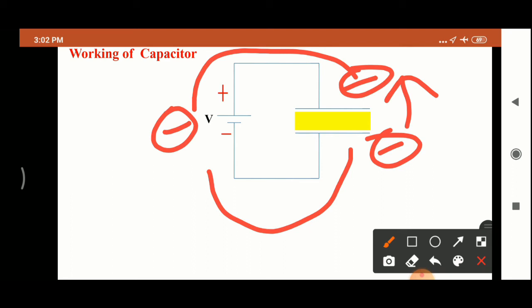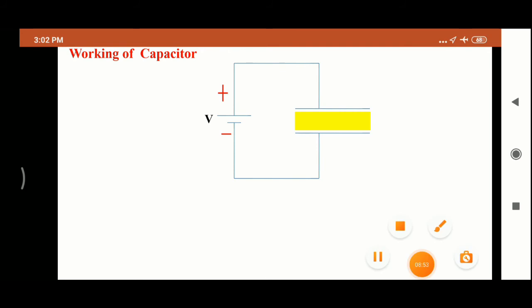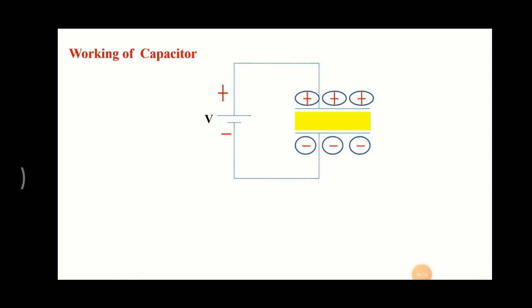So over a period of time, the top plate will have a shortage of electrons, and the bottom plate will have an excess of electrons. So the top plate will get positively charged and the bottom plate will get negatively charged. We can see that from this figure. Because of the charged particles, a potential difference develops across the two plates, and because of this potential difference, an electric field is generated in this area.